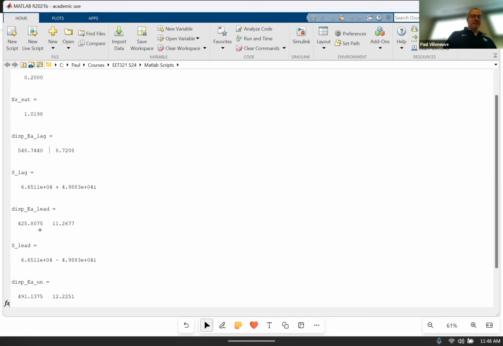And then lastly, our EA, this is at unity power factor. You can see that it's kind of in the middle. It's not at the peak and it's not at that low value. So it's kind of in the middle, but closer to that nominal value that we have.